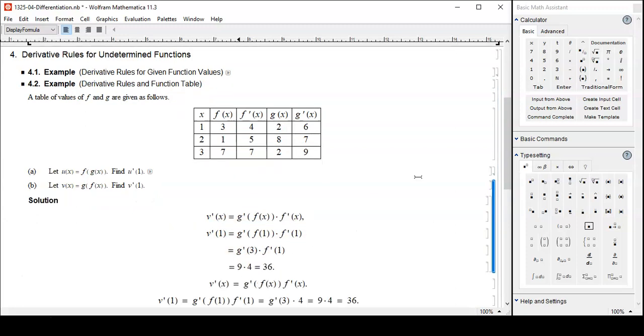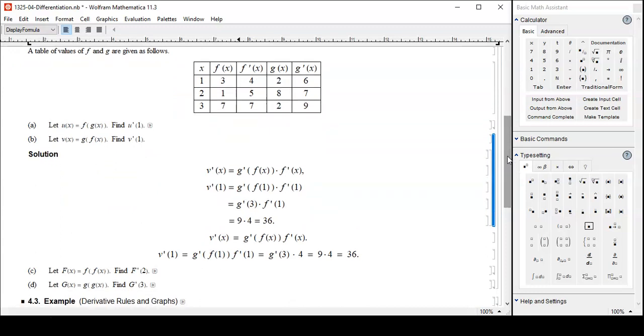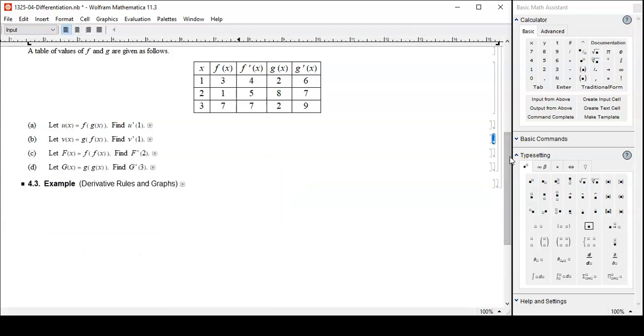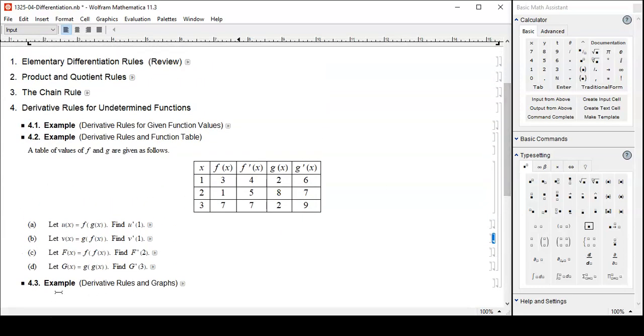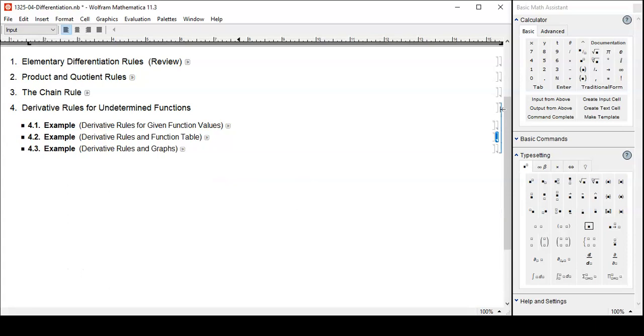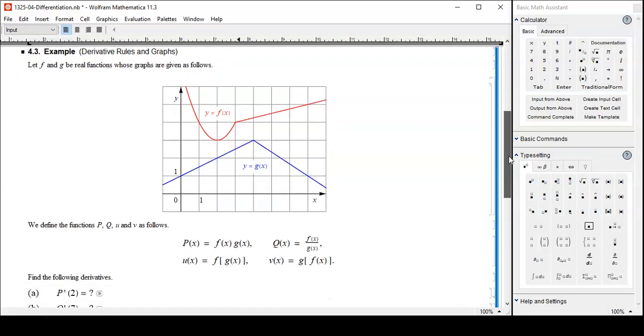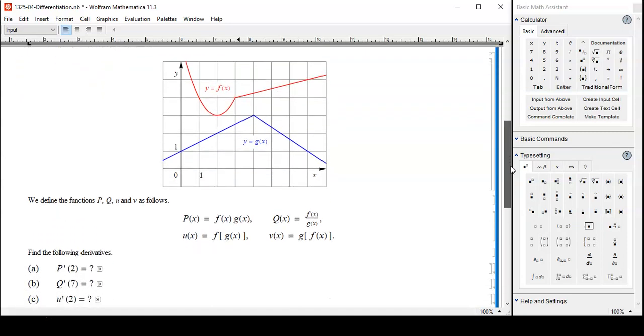Here's the answer key. We have 2 more problems, but I'm going to leave those to you. They're all about chain rule. Okay, the last type, we have a graph, and then we have to answer these questions.